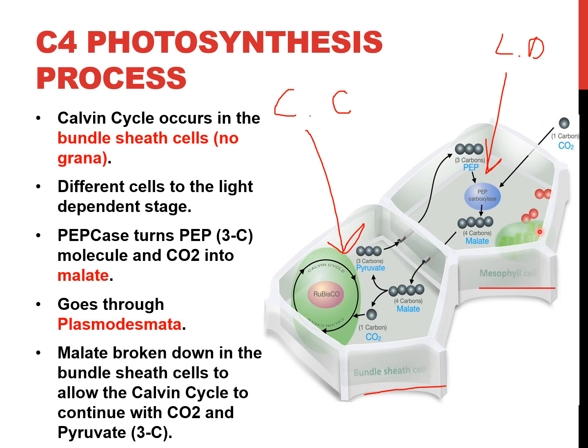Whereas the oxygen is not allowed through. So in this case, Rubisco has to act as a carboxylase, and therefore photorespiration, which is bad, doesn't occur. Only photosynthesis will occur.